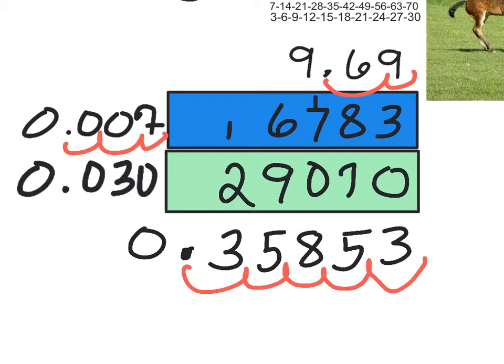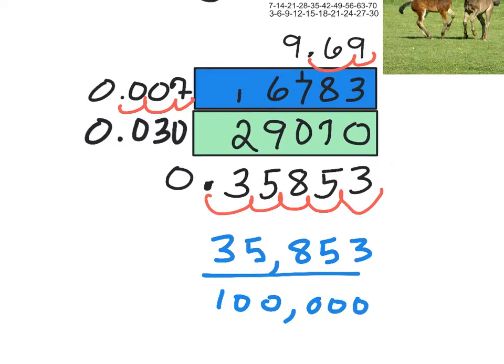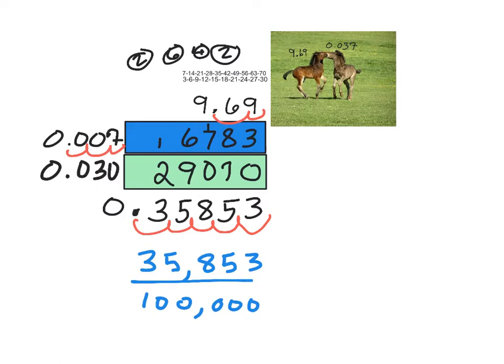So if I was going to write it, I would write it like this right here. 35,853 100,000ths, okay? And that is how many hours the actual news clip was of Randy and Candy frolicking and playing, right? So what I'd like you to do right now is go ahead and pause the video, get this all copied, and go ahead and copy that as well, because it's good for you.